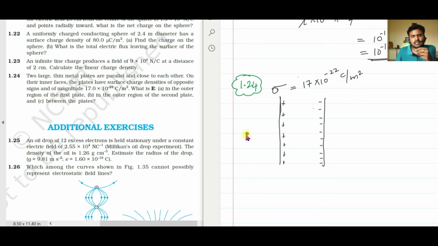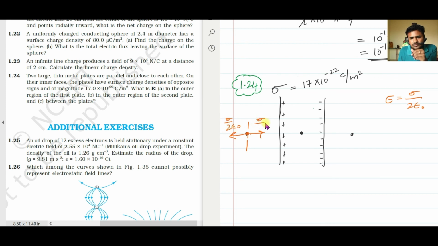Now they're asking how much is the electric field here, here, and here. Now it's easy to understand. We have already got an expression for the electric field due to a thin sheet of charge, which is sigma by 2 epsilon naught. So at this point, the electric field due to the positive charge will be to the left, and at the same point the electric field due to the negative charge plate will be to the right. So both will be equal, sigma by 2 epsilon naught.